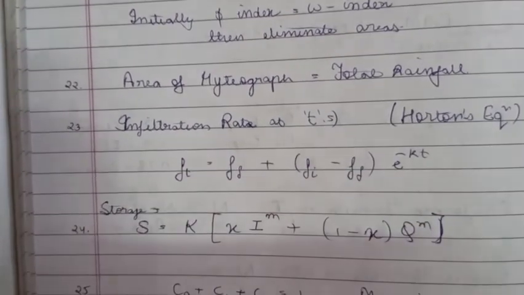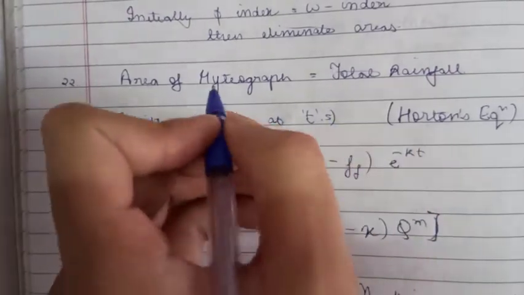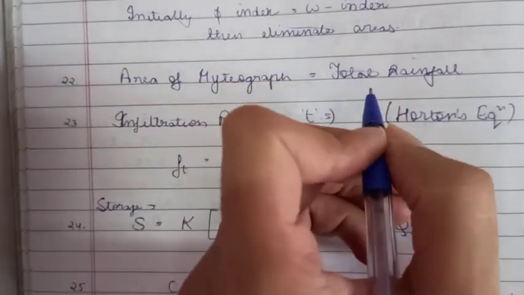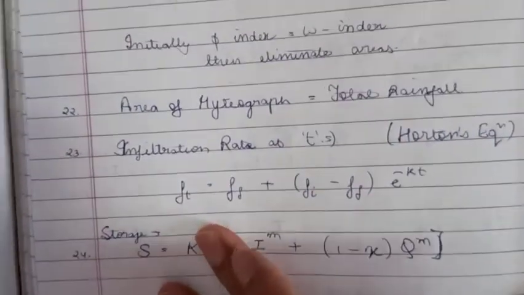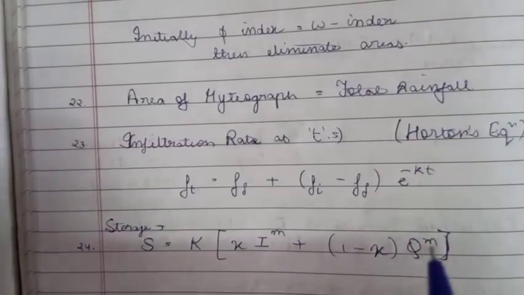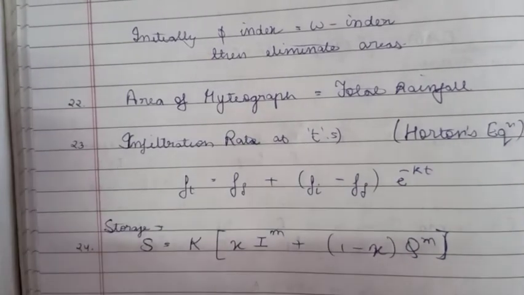Now, area of hyetograph, I'm not talking about hyetograph, we have discussed it earlier. Area of hyetograph will be equal to total rainfall. Okay. That is, if we need to find out the total rainfall, we will take the area of hyetograph. That will be equal to total rainfall.